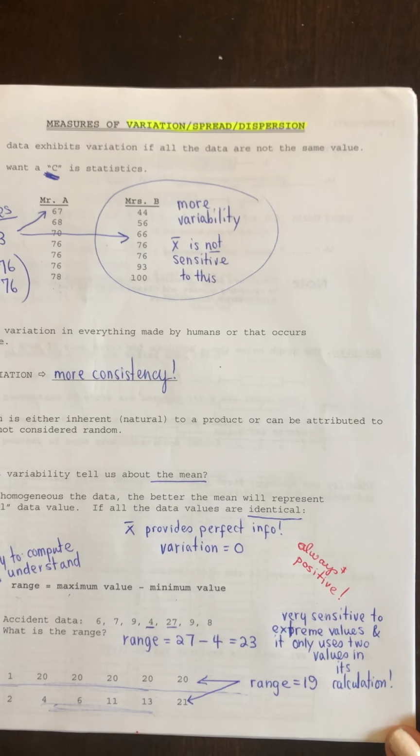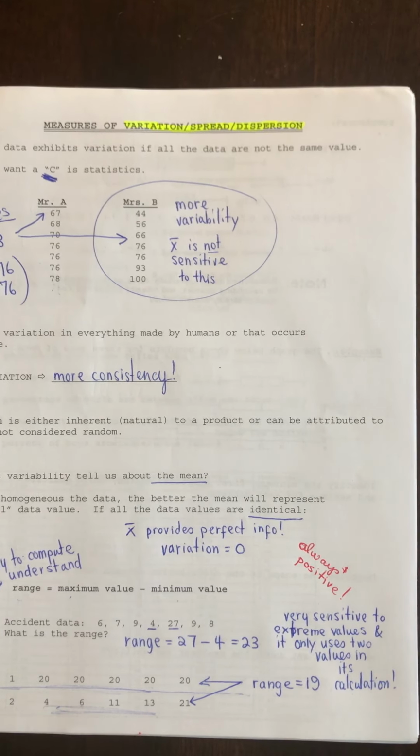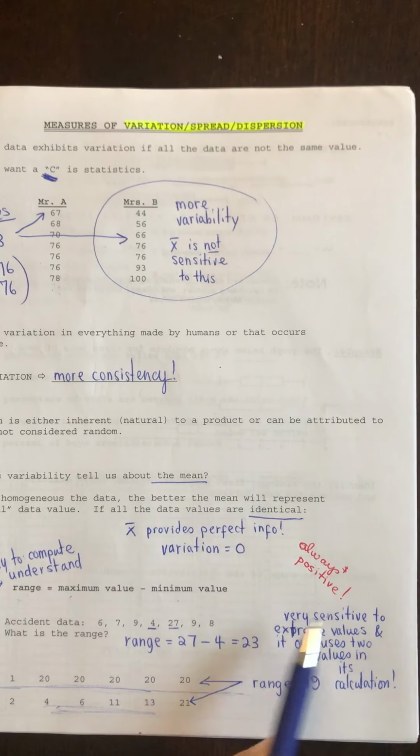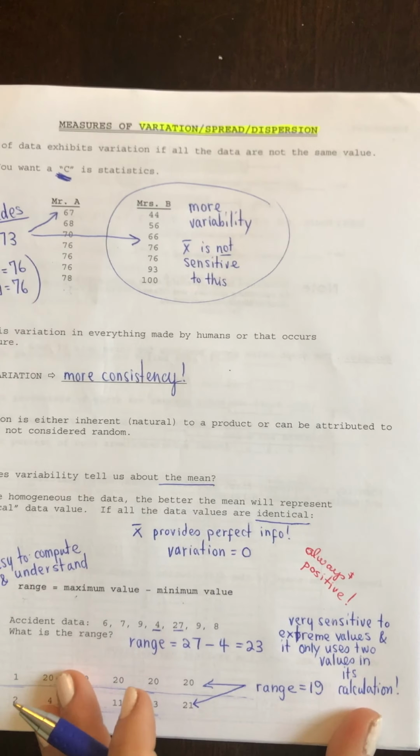So the range is really a very crude measure. And so you want to be careful when you see people using the range. It's really not a good measure of variation. It kind of ignores everything. We're really going to prefer a measure, and we'll talk about that later on, that takes every value into consideration. Okay, so that's our first measure, and we'll be talking a lot more about that.